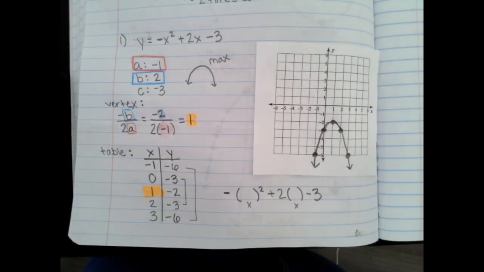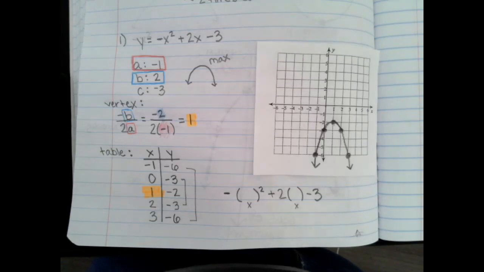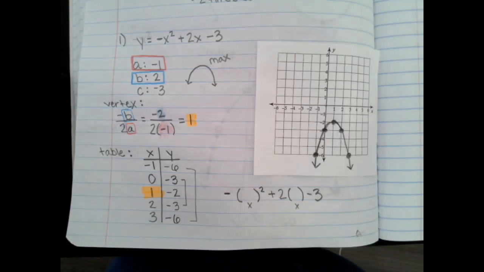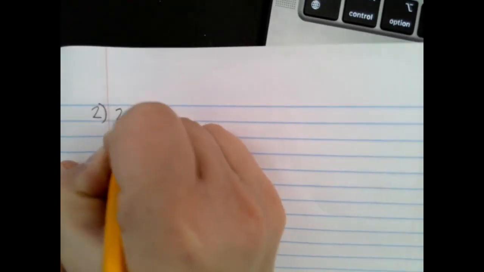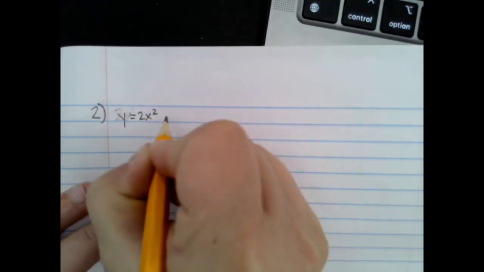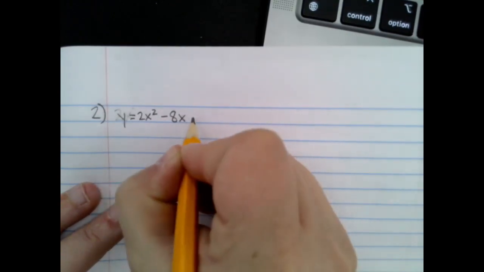All right, we're going to do one more together. So I have to go to my next page because I'm out of space. If you want to try and work ahead, you can, but it'd be a good way to make sure that you're stopping every now and again to see if what you got is right. All right, going to number 2. Number 2, y equals 2x squared minus 8x plus 4.